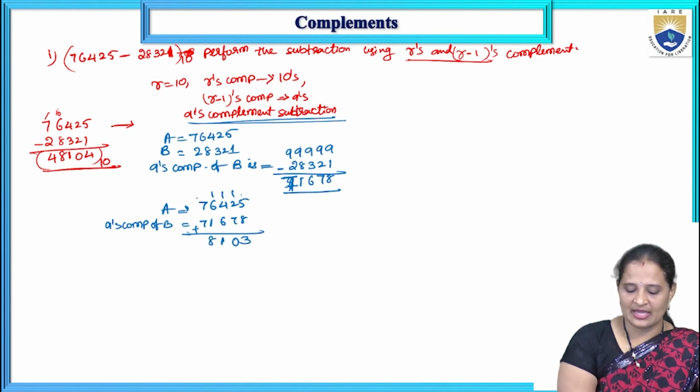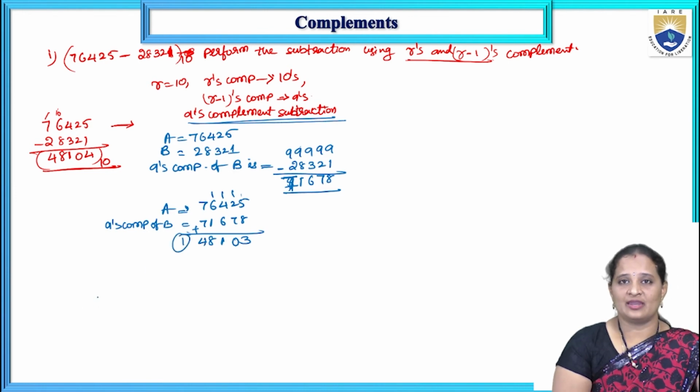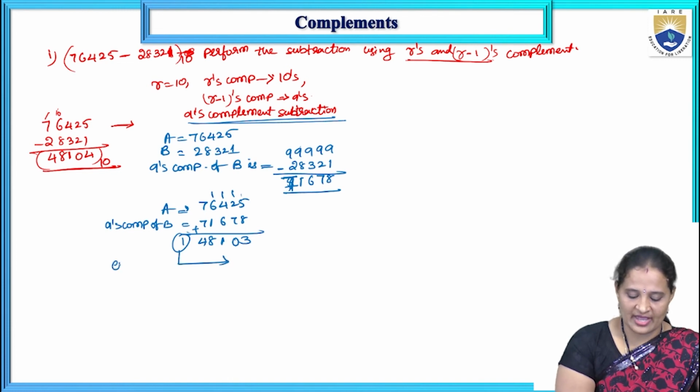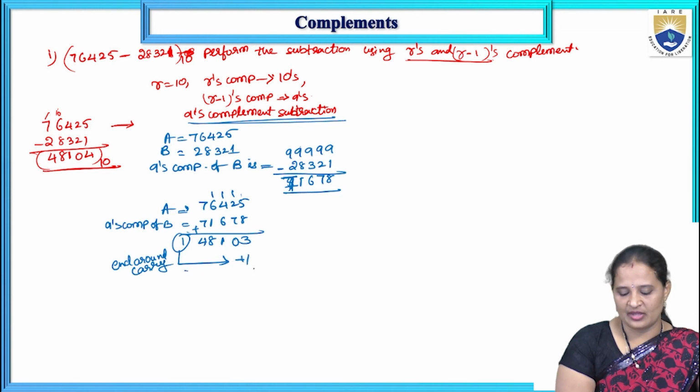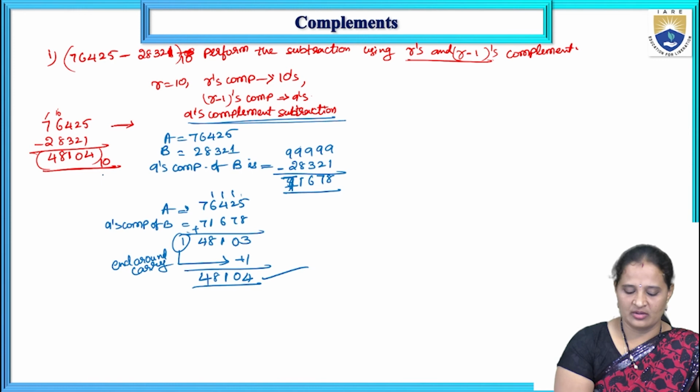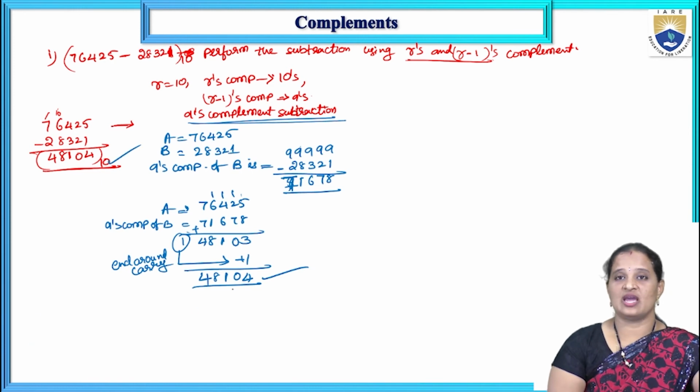And it is 8 and this one is 14. 1 is considered to be the carry. As we are performing R minus 1's complement subtraction, this carry is called the end around carry. That means we need to add it to the least significant digit. So we are adding it to 3. So 3 plus 1 is 4, 0, 1, 8, 4. This is the answer. So this one and this one are matched. So this is the answer.